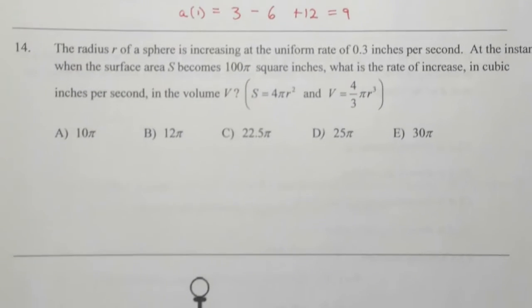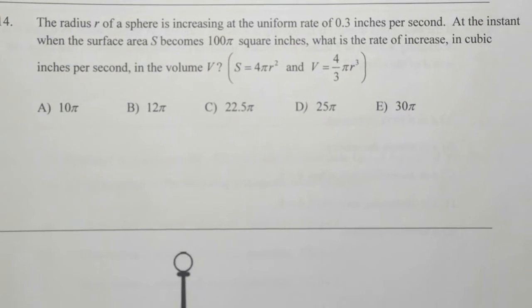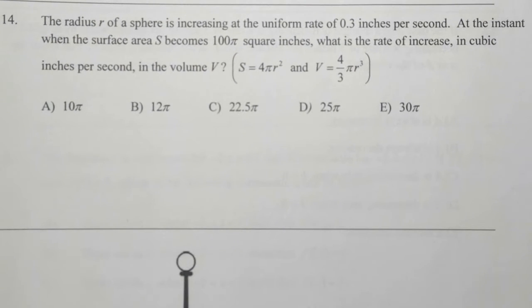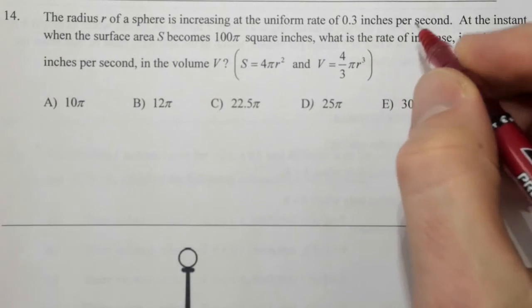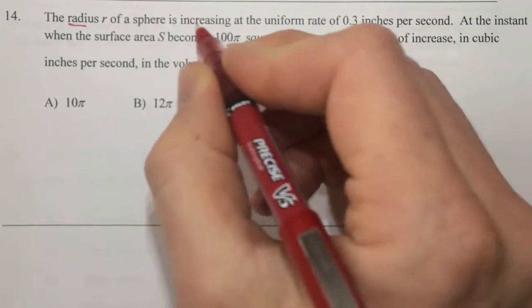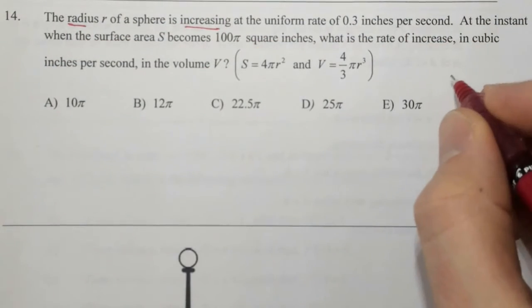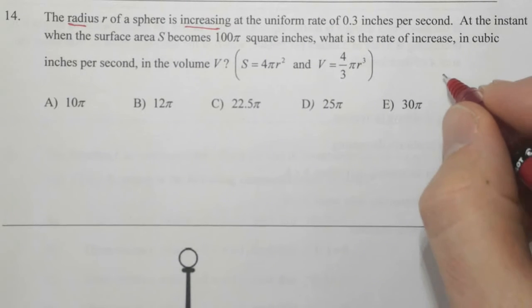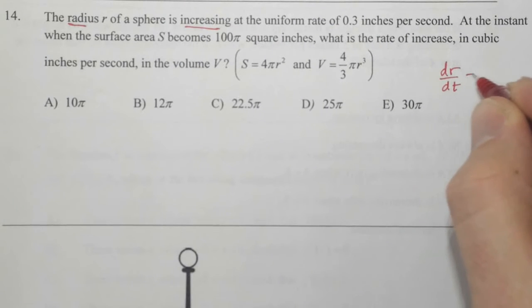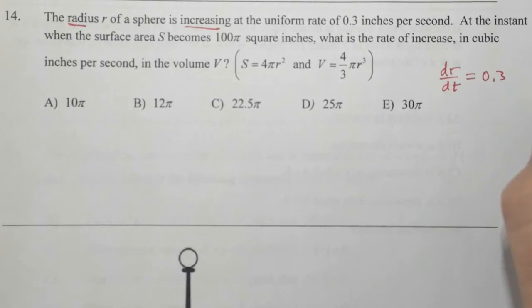All right, in regards to number 14, we're now into the related rates part. The radius r of a sphere is increasing at the uniform rate of 0.3 inches per second. Okay, so we see radius increasing at this value, radius changing. So in other words, dr dt is equal to 0.3 of an inch per second. Get that on the screen there.